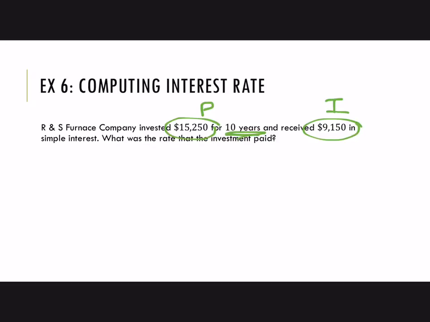Okay, so we know that this is simple interest, so again, we'll start with I equals PRT and fill in what we know. So $9,150 is the interest. Okay, the principal is the starting amount. Okay, that's the amount they invested, $15,250.